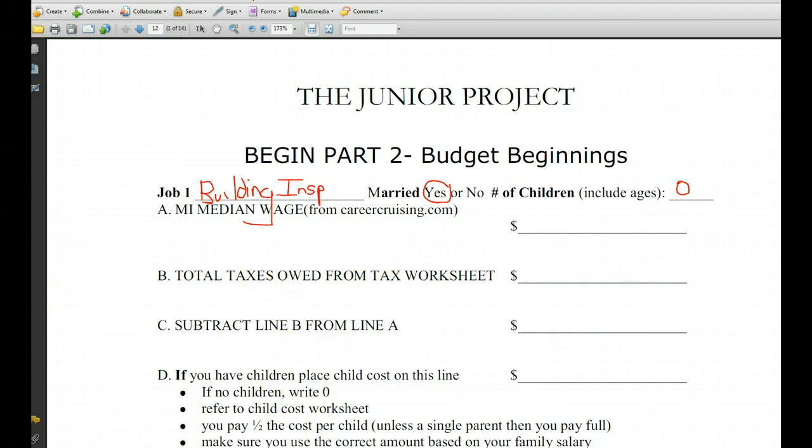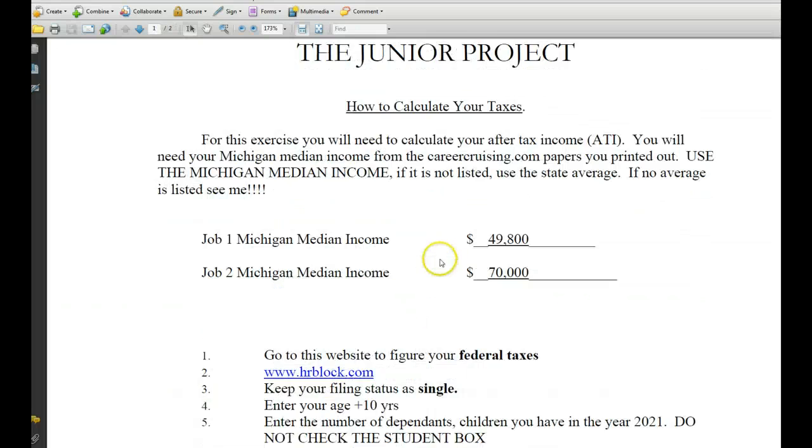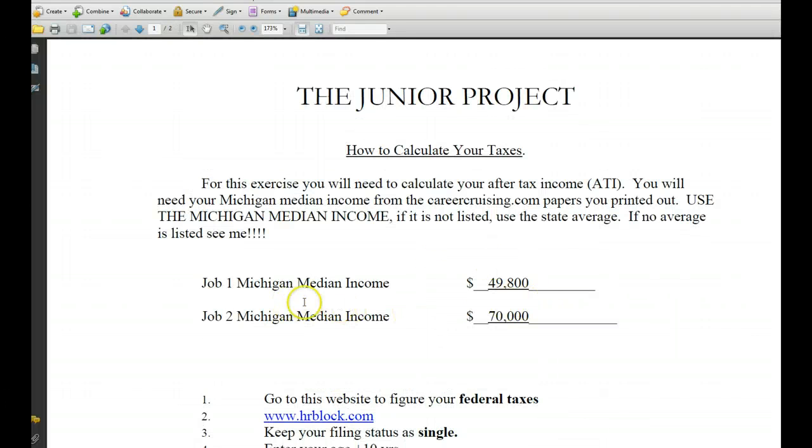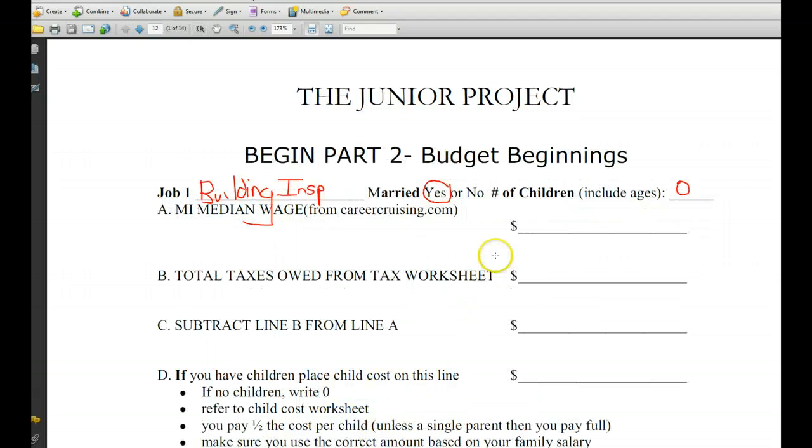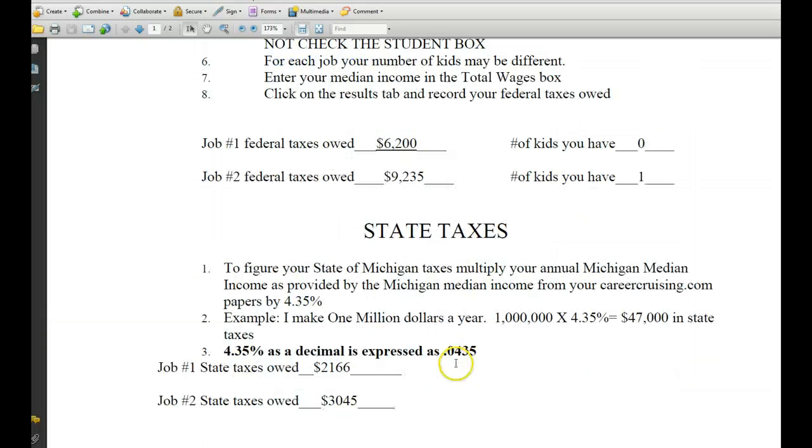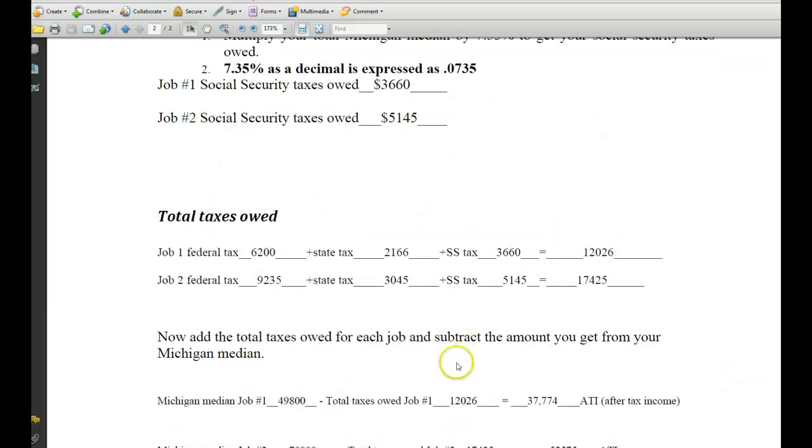Okay, so what you want to go back to is remember the sheet, how to calculate taxes. You have the Michigan median income for both of your jobs. My job one, my Michigan median income is $49,800, so I'm going to write 49,800. And my total taxes owed from my worksheet, I'm going to go to that second page of my worksheet. The total taxes owed is right here, so 12,026.